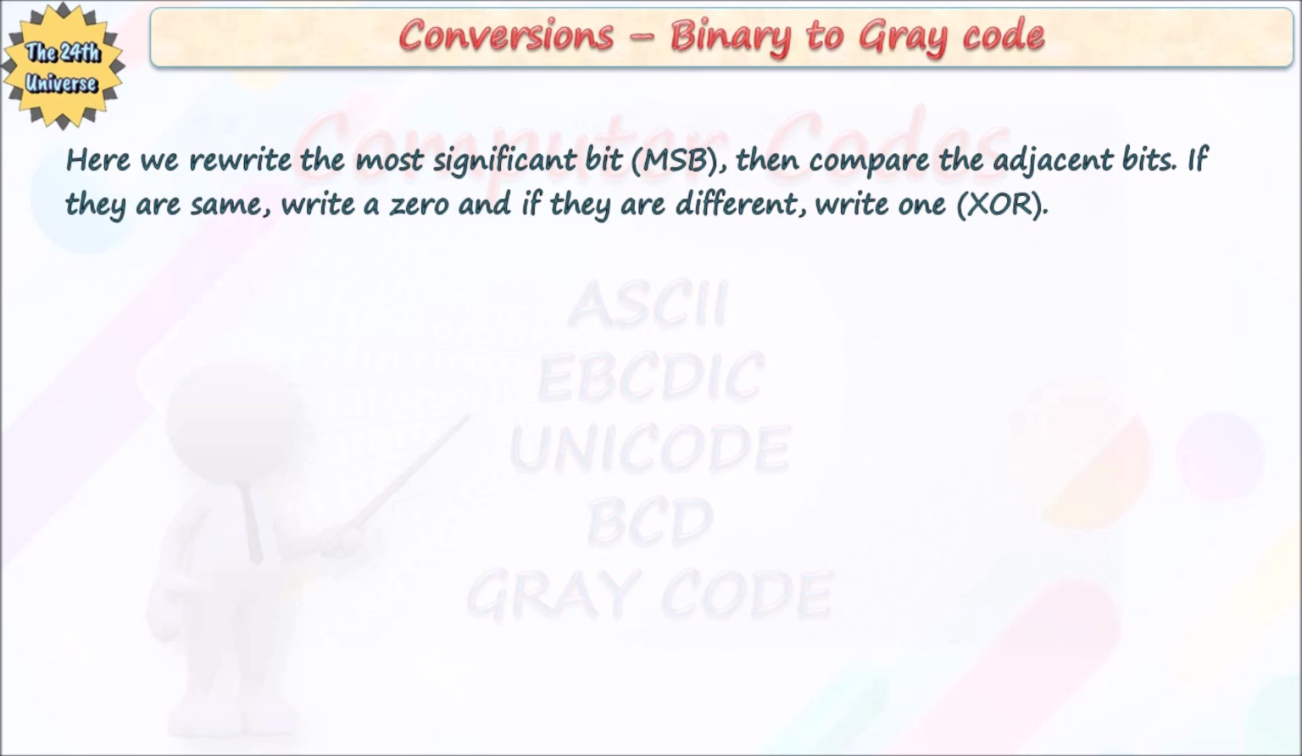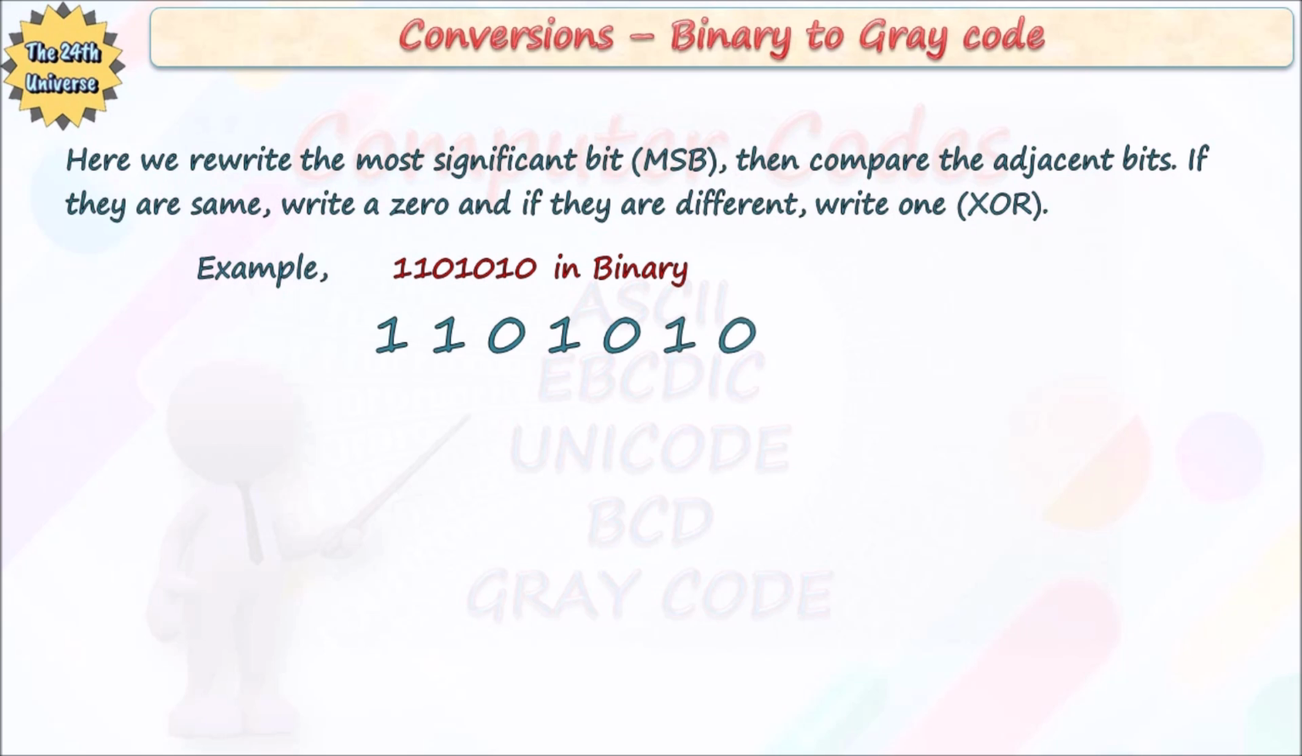If they are same, write a 0, and if they are different, write 1. Example, 1101010 in binary. Write the MSB, that is 1, as it is. Now compare MSB and the digit next to it, that is 1 and 1. They are same, so we write a 0. Now next two digits are compared, that is 1 and 0, and since they are different, we write a 1.